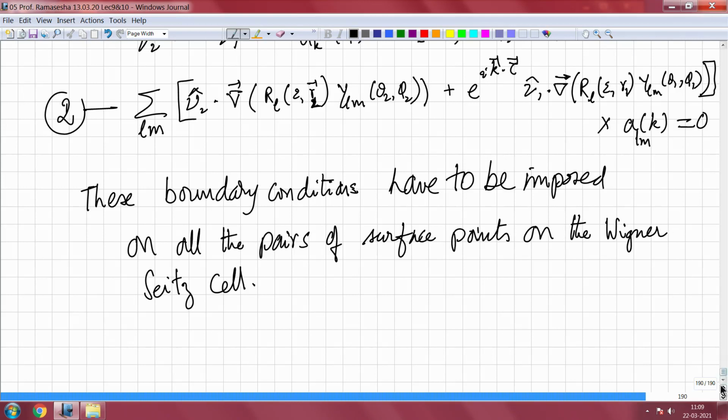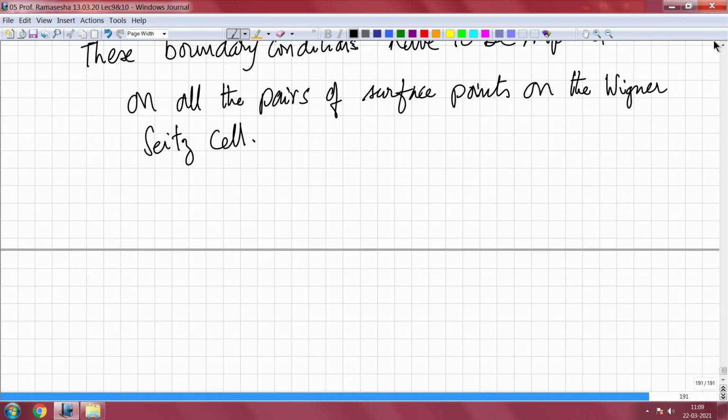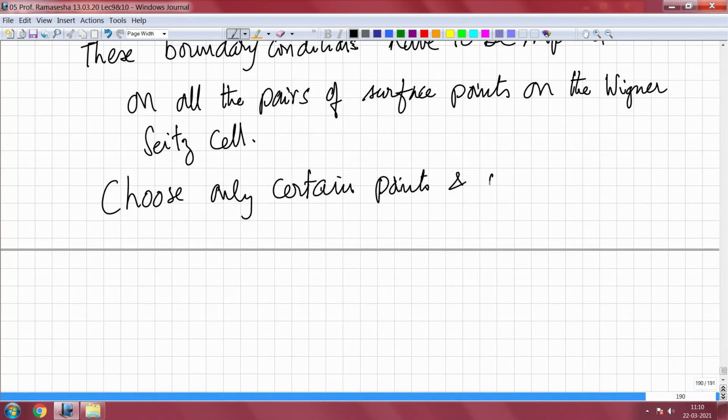So, if you did this, then it is not practically possible to impose boundary conditions on all the surface points. So, what people did was a shortcut, that is, choose only certain points and impose boundary conditions and solve for A_LMK.